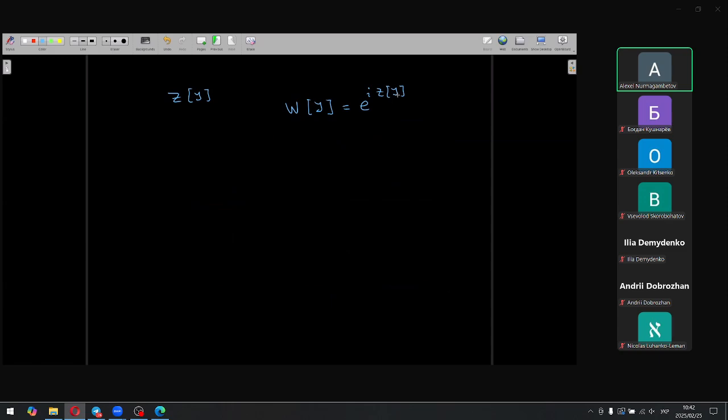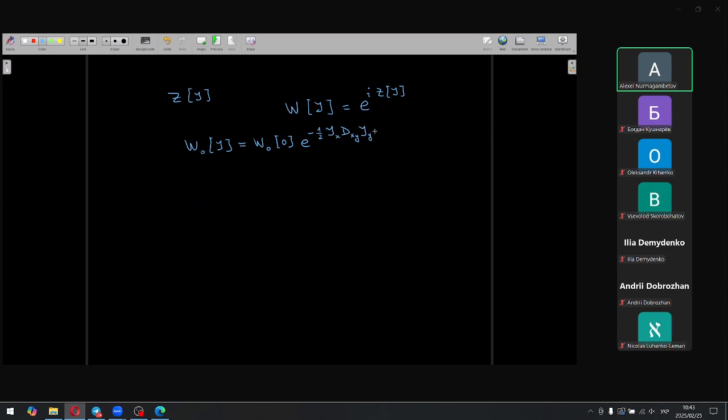That means that turning back to the free case, W0 depending on J is equal to W0 in the absence of any external sources on exponent of -1/2 of Jx Dxy Jy.